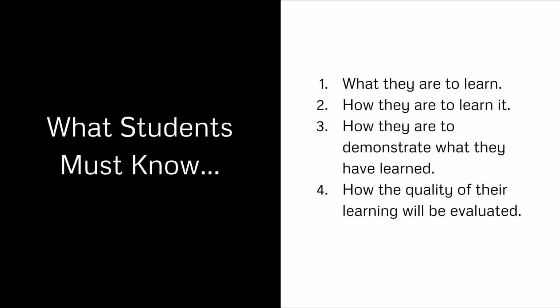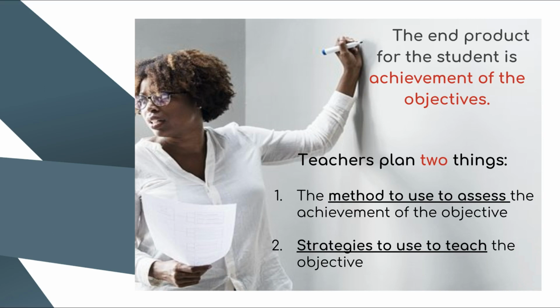At this time, we will continue with our learning objective for this module and describe the steps for creating summative assessments. Ultimately, students need to know 4 things that are expected from them: what they'll learn, how they'll learn it, how they'll demonstrate what they've learned, and how the quality of their learning will be evaluated. A goal for teaching is students' achievement of the objectives you create, which of course are related to the TEKS. To reach that point, the teacher plans 2 things: the method of assessment and the instructional strategies used to teach the objective.